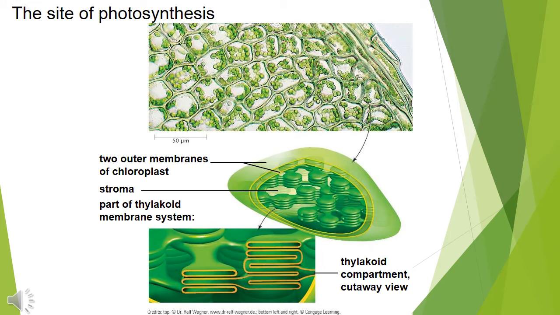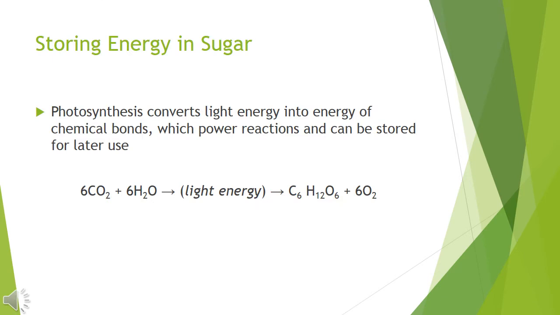Okay, so now we're going to get into photosynthesis. Real quickly, this once again is the chemical formula for photosynthesis. So we've got carbon dioxide and water mixing and using light energy from the sun to form a carbohydrate and oxygen.